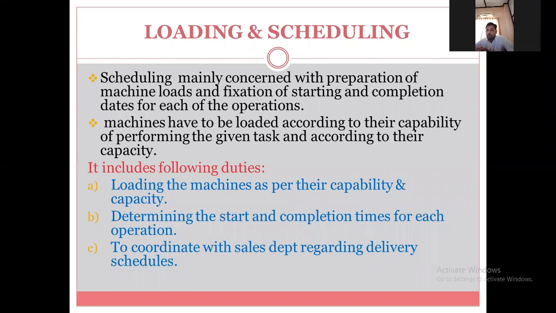And the last one, to coordinate with the sales department regarding delivery schedule. I missed this in my talk, so remember this. In scheduling, we have to coordinate with the sales department also to meet the deliveries.